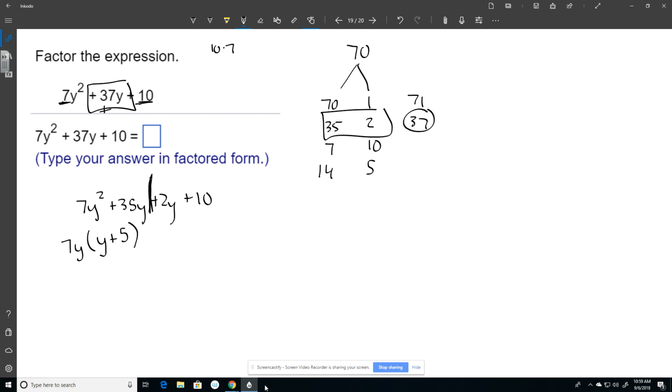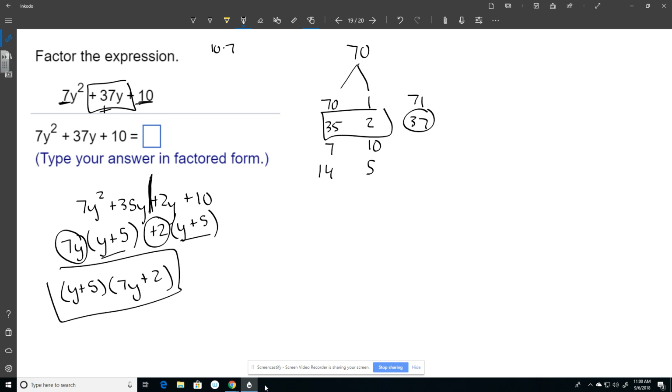Now this side, greatest common factor is a 2. That's the biggest number that goes into 2 and 10. And there's no y's with the 10, so I can't factor out a y. So 2 divided by 2 is 1. Y divided by no y's is just y. 10 divided by 2 is 5. I know I did it correct because my parentheses are the same. And that becomes one of my answers, y plus 5. My other answer is the leftover stuff, 7y plus 2. The leftover part in the first half and the leftover part in the second half goes inside the parentheses. And that would be my final answer.